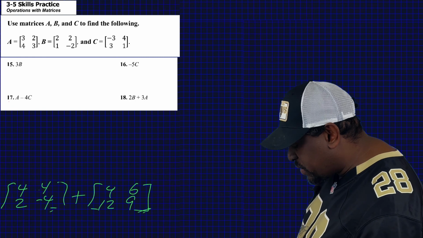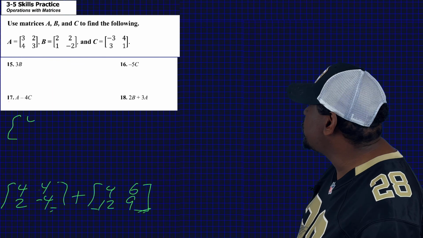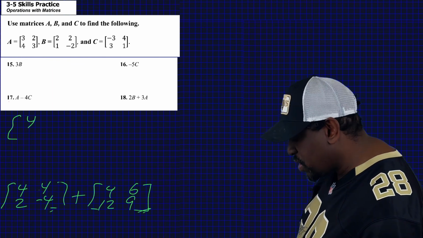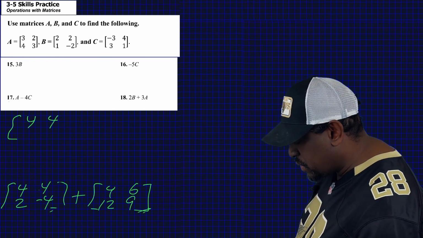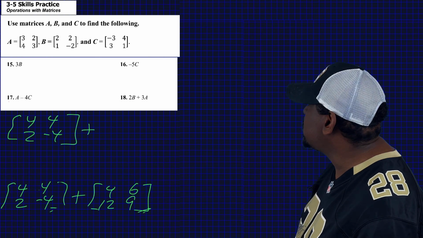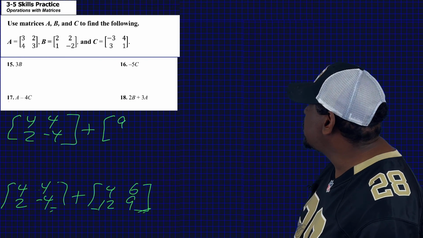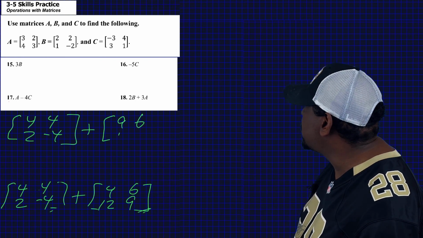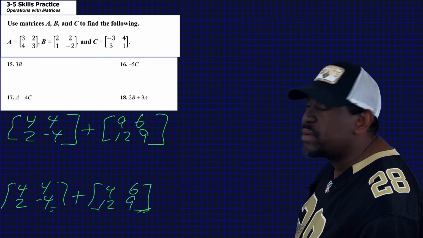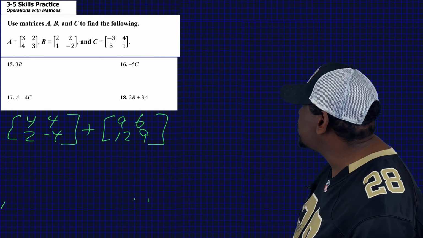Again, we erase the work we've done. And we're going to rewrite our last step here. And quickly here, we have matrix 4, 4, 2, negative 4, plus the matrix 9, 6, 12, 9. And again, since we know the dimensions are the same, we can add the corresponding quantities to get our answer.